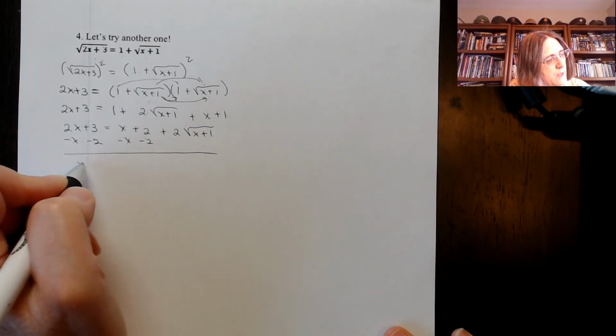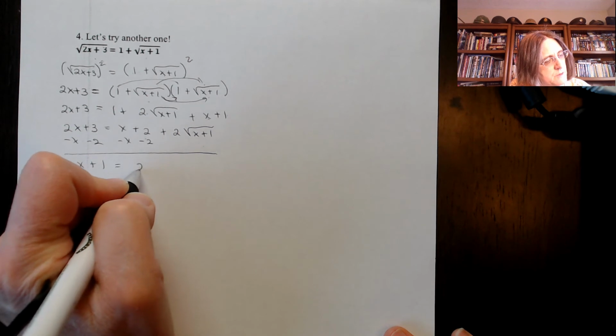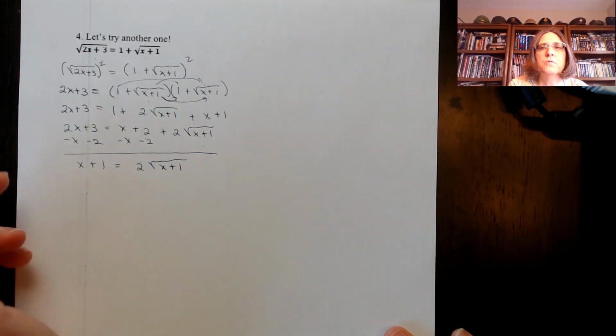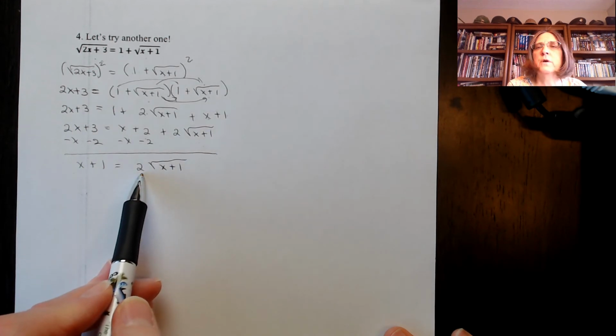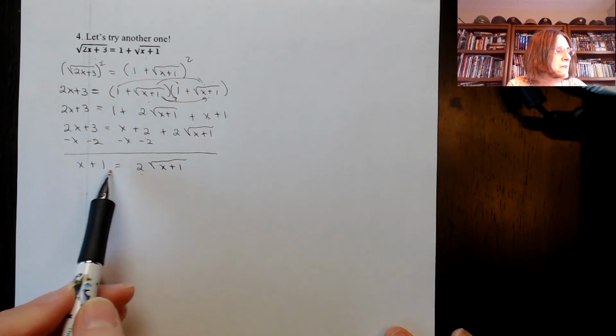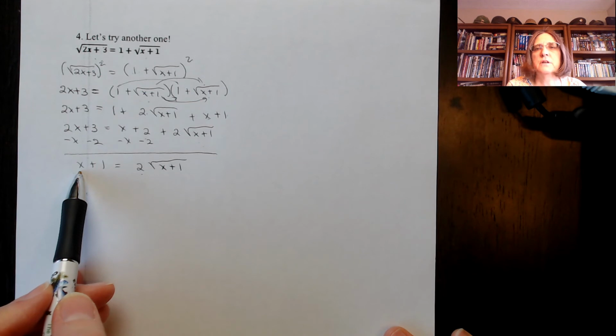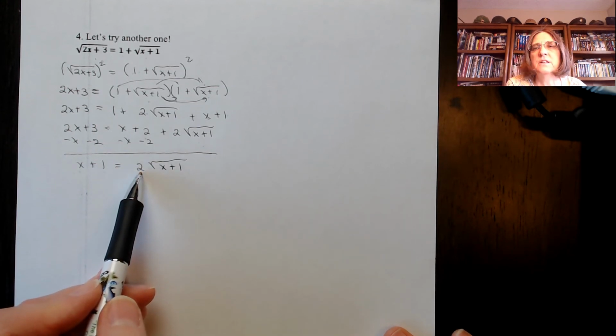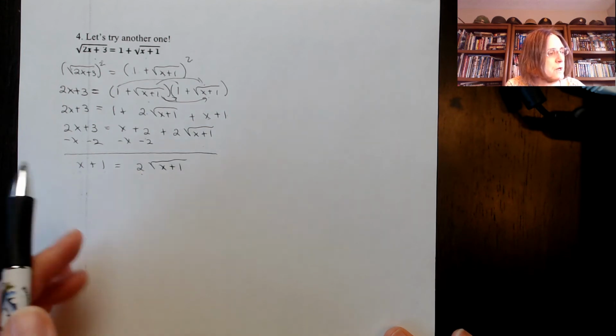We end up with x plus 1 equals 2 times the radical of x plus 1. We could divide both sides of this equation by 2, but if we did that, we would end up with fractions on the left side of the equation. We'd end up with 1/2 x plus 1/2. And since we don't want to deal with fractions, let's just leave the 2 on both sides, and we're going to square both sides at this point.